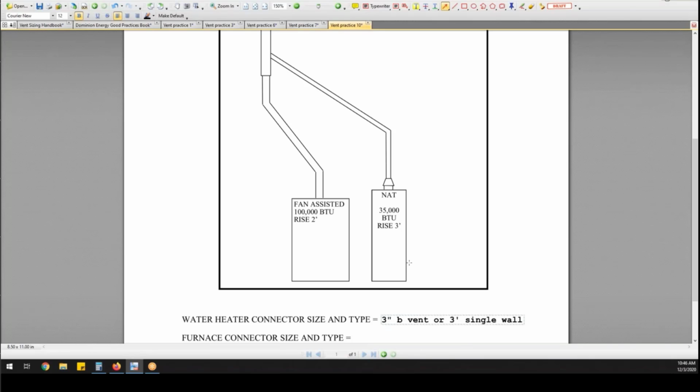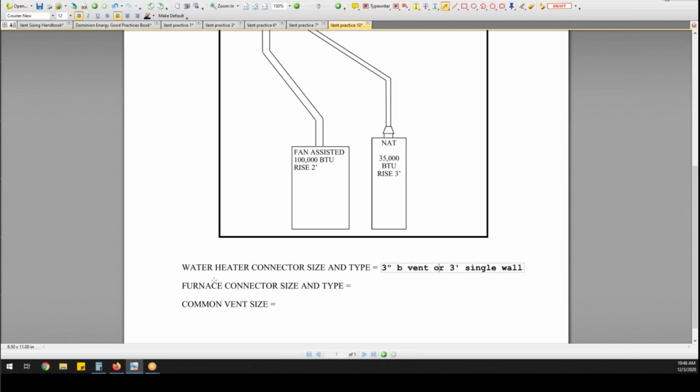So on test day, if they were to ask you the question, what is the minimum type connector you could use on the water heater? Well, on this one, you could use a minimum of 3-inch single wall. Okay. You can go either way. I can go single wall connector here and save myself some money. Okay. So I figured out that one.